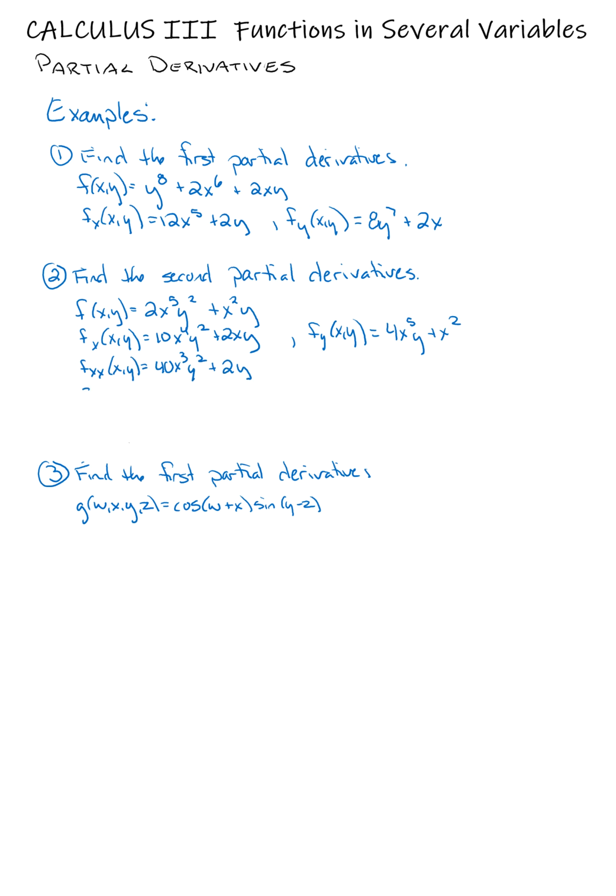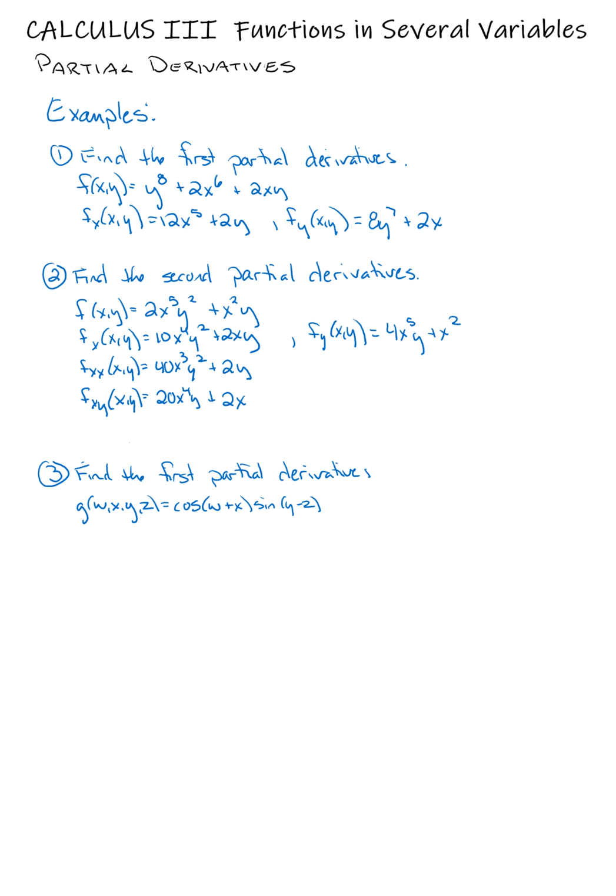Now looking at the same first partial with respect to x, let's take the second partial with respect to y. So still looking at this one, but now I'm going to take the derivative with respect to y. So now the x's remain constant in this. And that gives us 20x to the fourth y plus 2x is the constant we have there at the back.